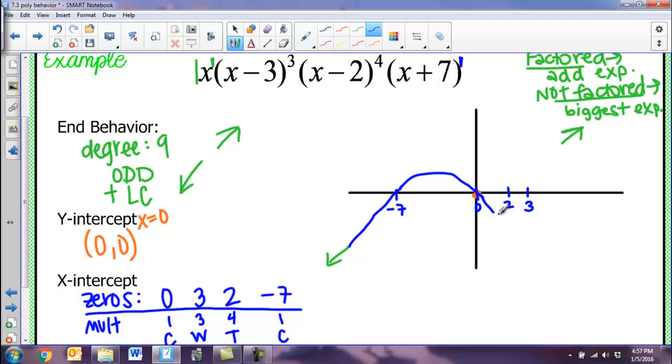So it's going to do this weird thing where it's going to go up and come back down. And then finally at 3, it's going to wiggle. And this is the hard one to draw. You go in and you kind of make sure it looks weird. It's still crossing, but it has that weird little flat part in the middle.